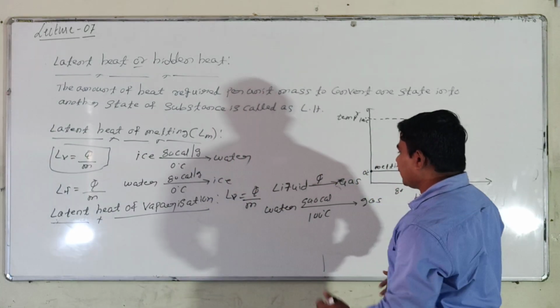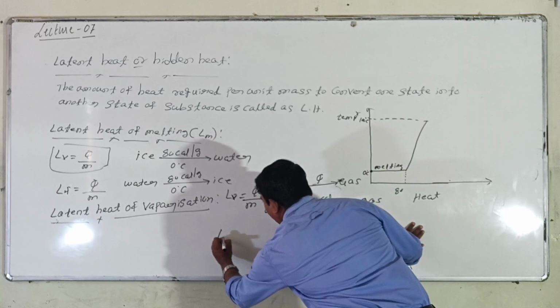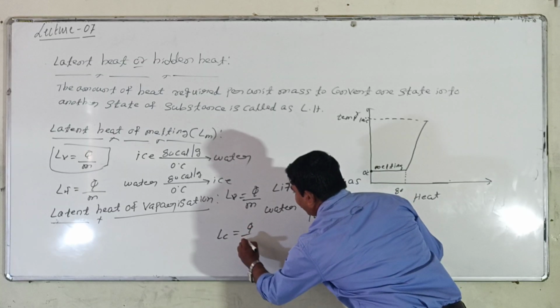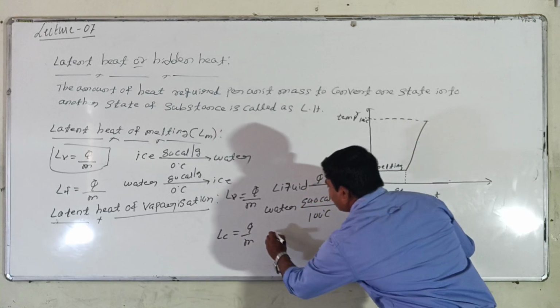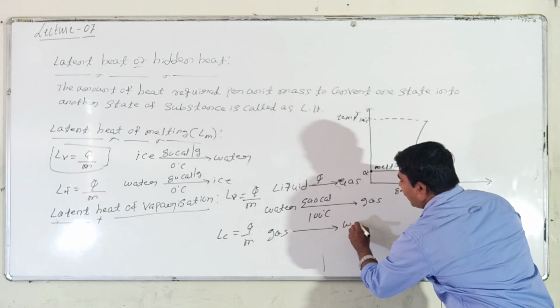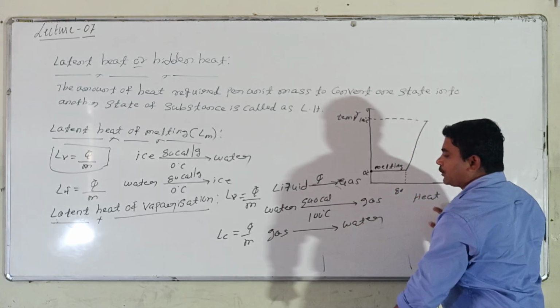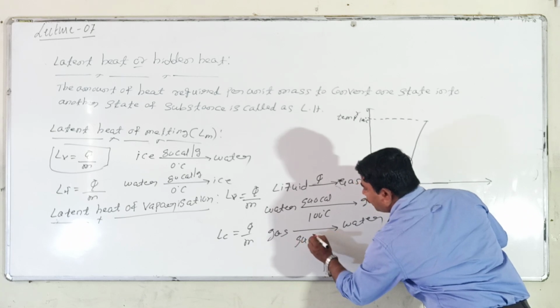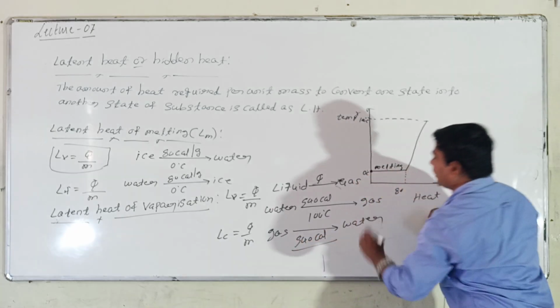Reverse I can call here. Latent heat of condensation is represented by LC. It is the amount of heat extracted. The gas is converted into water or liquid. Temperature is at 100 degrees Celsius. 40 calorie of heat is extracted.